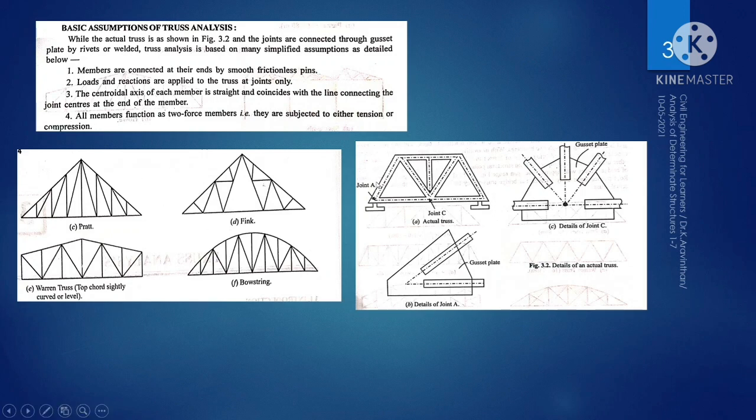If your member is slightly bent, then what happens? It creates bending stress, and progressively it induces torsion and shear. So that is why these members are assumed to be straight members. Okay, all the members function as two-force members. They are subjected to either tension or compression. So these are the assumptions.